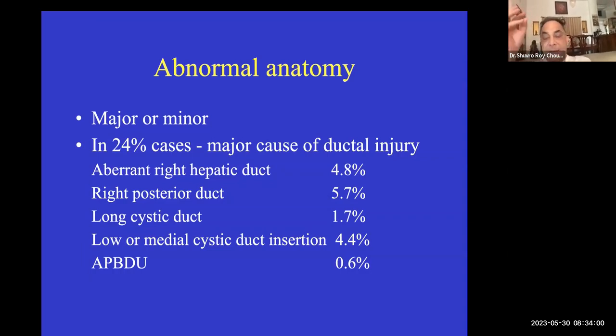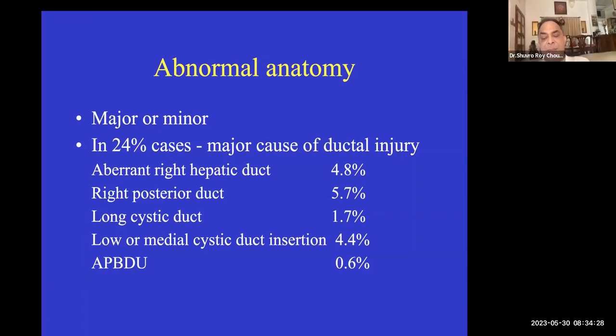Right hepatic duct aberrant means it is inserting lower than usual. Oftentimes, it can be the right posterior duct, that is a separate insertion lower down. Only last week we had a case. You can have a long cystic duct, and that can act as a stump, and it can be one of the causes of post-cholecystectomy syndrome. You can have a low or medial cystic duct insertion, and that is not uncommon at all.